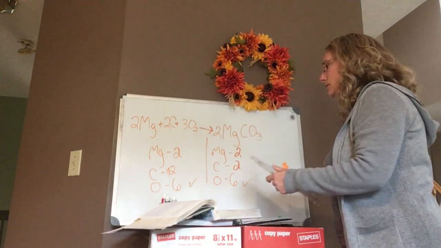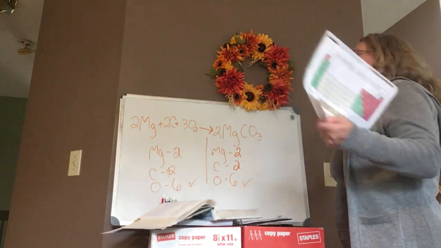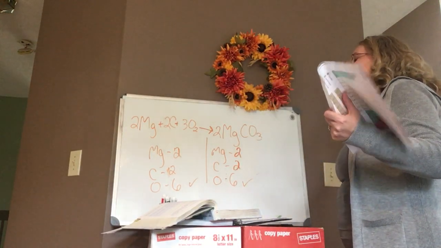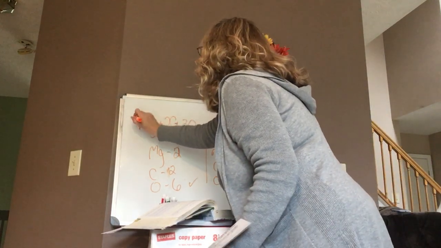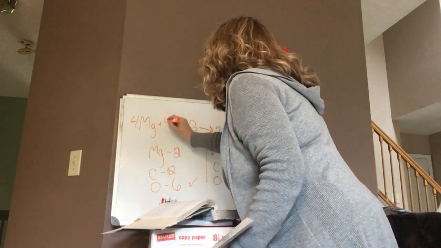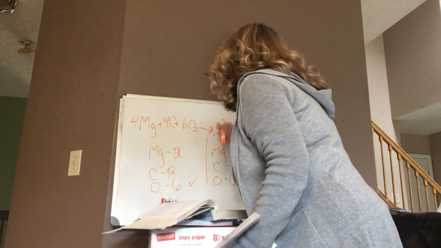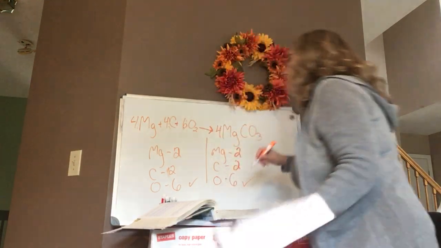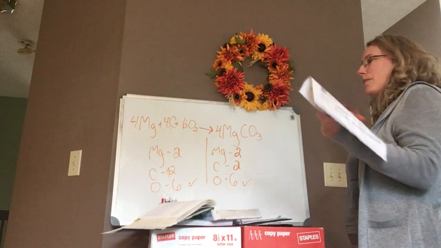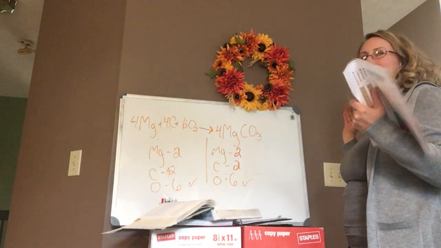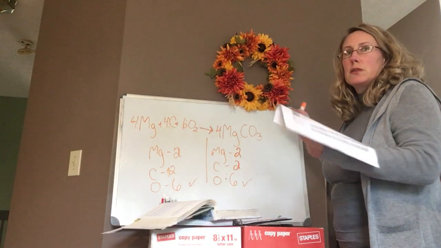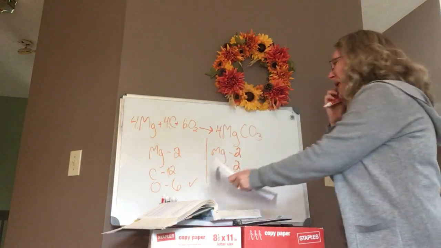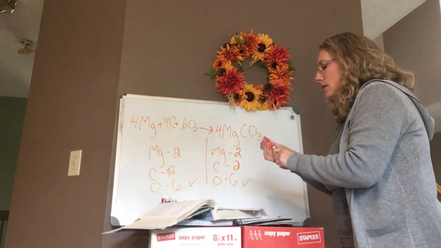Okay? All right. So let's say I had it balanced, but I had everything like maybe this was 4 and 4 and 6 and 4. Would it be balanced? It would be balanced, but it's not actually correct because they are all multiples of 2. Okay? So just so you know.